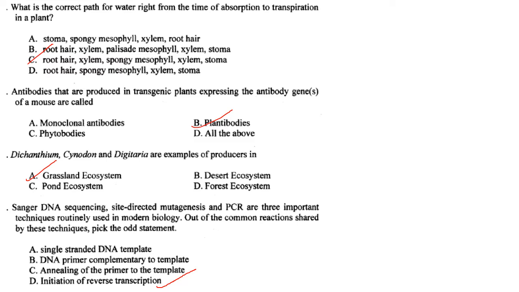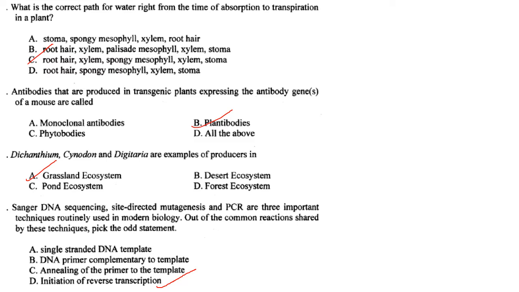Antibodies produced in transgenic plants expressing the antibody genes of a mouse are called. So they are called plantibodies because they are produced in transgenic plants. Antibodies produced in plants through transformation techniques are called plantibodies.